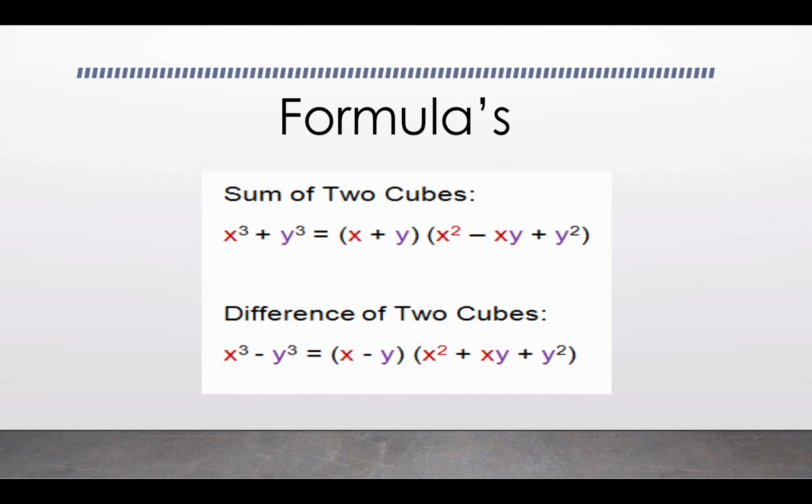Then the second set of parentheses, that x term is squared. The middle term is the two multiplied together, so you have x times y, and then the last term is the y being squared. For the difference of two cubes, you'll notice a very similar pattern. The only difference is the signs.